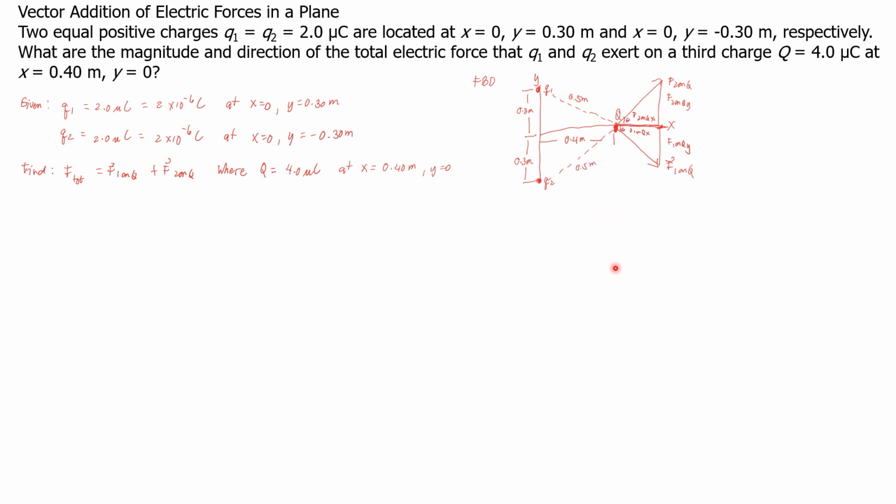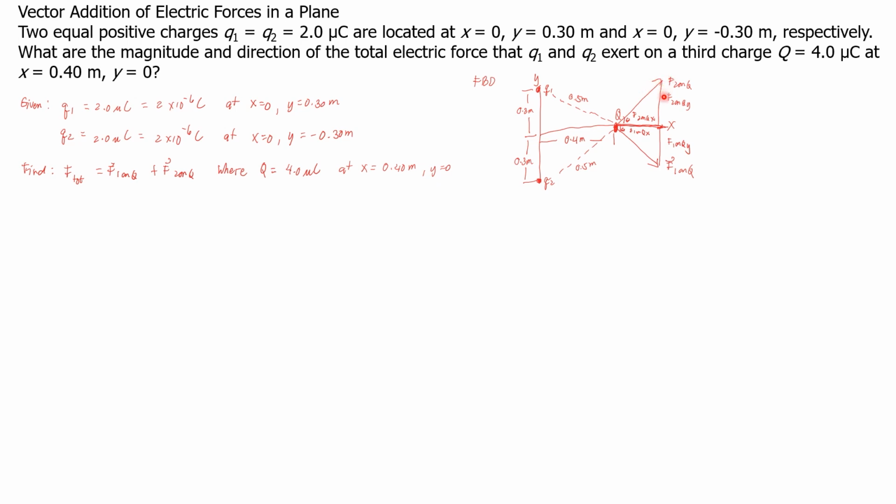And since our charges are all positive, the interaction between Q1 and the third charge, since they are both positive, will be repulsive. So the force that charge 1 exerts on Q will go down in this direction, and the force of charge 2 on Q will go in this direction.